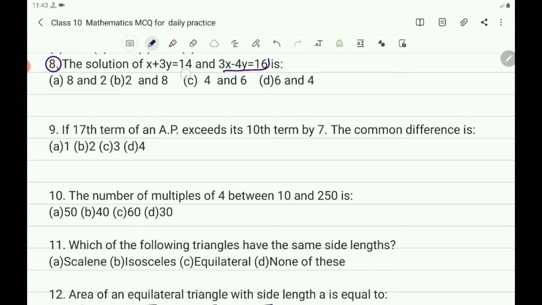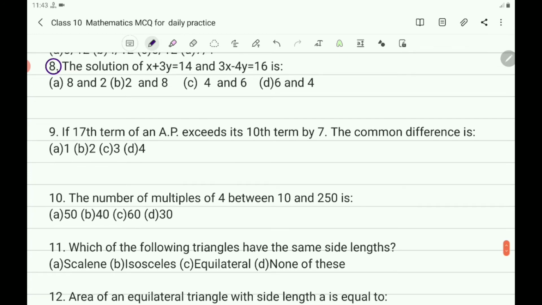Here the 4 options are given. You find the answer by trial and error method. You take the first one, 8 and 2. If you take 8 plus 3 into 2, that becomes 8 plus 6. You know that 8 plus 6 is 14. Here you take 3 into 8 minus 4 into 2. That becomes 24 minus 8. 24 minus 8 is 16. So the first value, 8 and 2, satisfies. So directly you can write the first one is the answer.